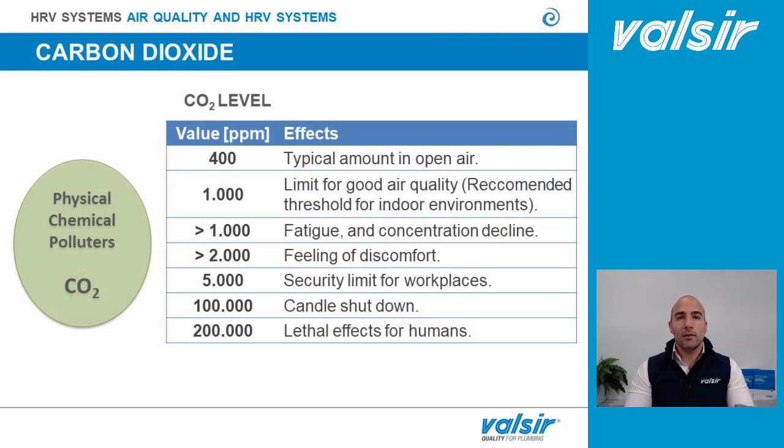Another chemical pollutant we should be aware of is carbon dioxide, because higher values of ppm, parts per million, have negative effects on our everyday activities, on our body and on our health. 400 ppm is the typical amount of CO2 in the air. Reaching a level between 1000 and 2000 ppm, we may start to feel tired and lose concentration. We've all experienced this feeling after spending maybe a couple of hours in a closed meeting room with some colleagues or during classes at school. A level of 200,000 ppm is lethal for human beings.